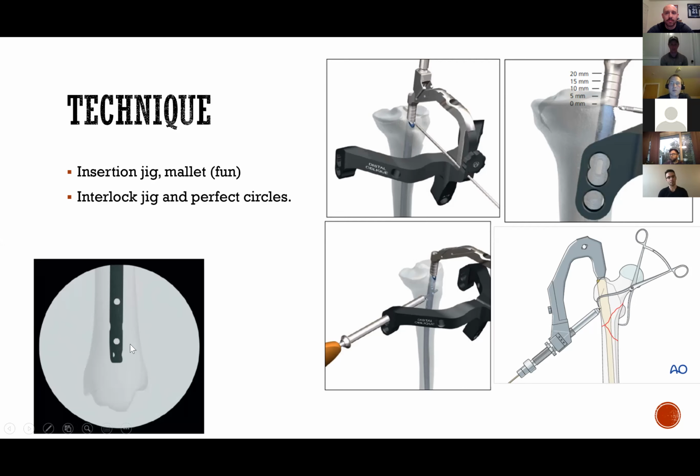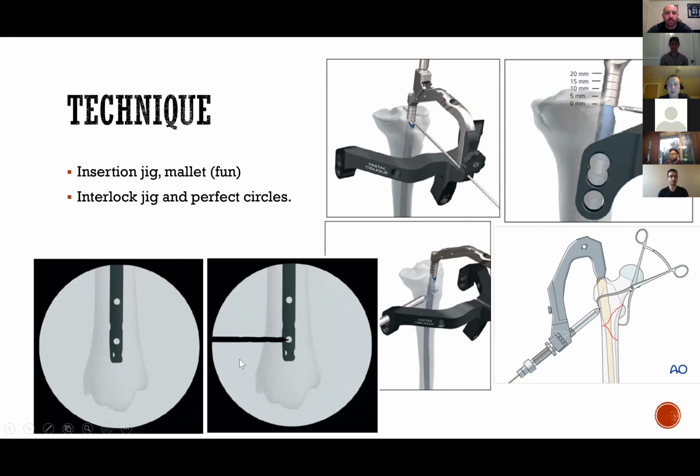And you can tell when it's off because a perfect circle will not be perfect. It will be an oval. And you have to change your fluoro in order to get a perfect x-ray.